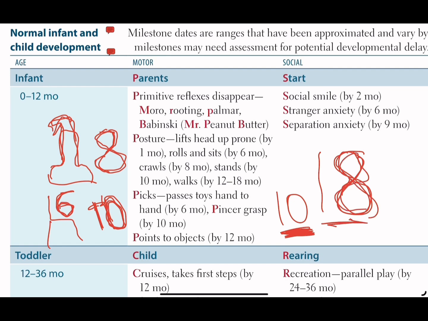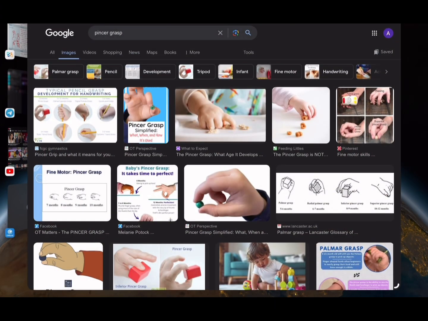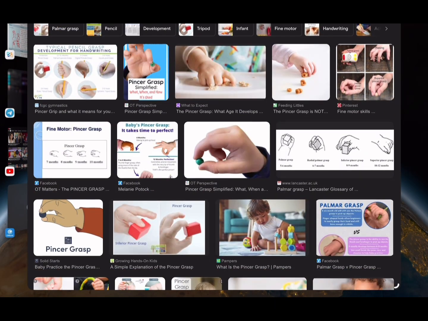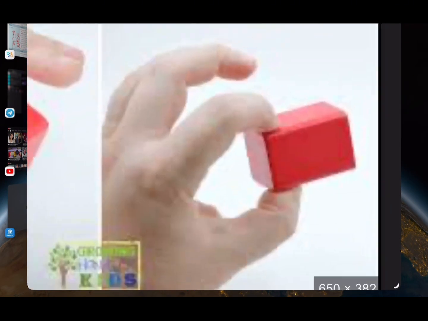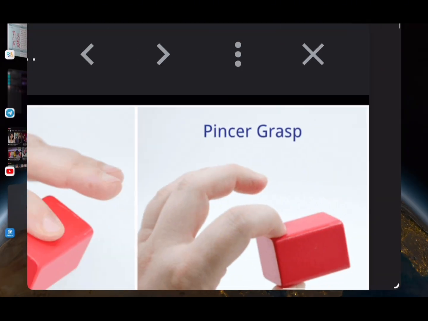Picks, passes toys hand to hand, 6. So yeah, he's sitting and passing toys by 6. Pincer grasp by 10. Yeah, so let's imagine this is the hand, and this is the thumb. These are the fingers. So he's pincer grasping, he's catching. So it will be 0 and 1, 10. Pincer grasp by 10. This is the 0 and this is the 1.